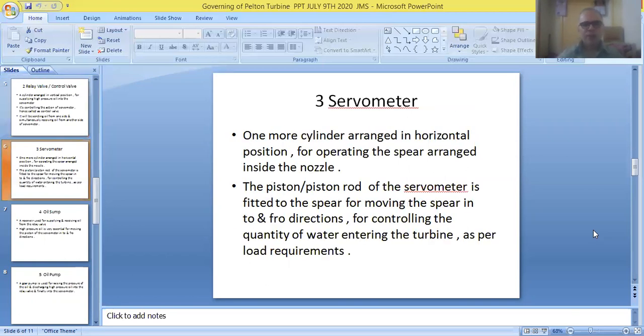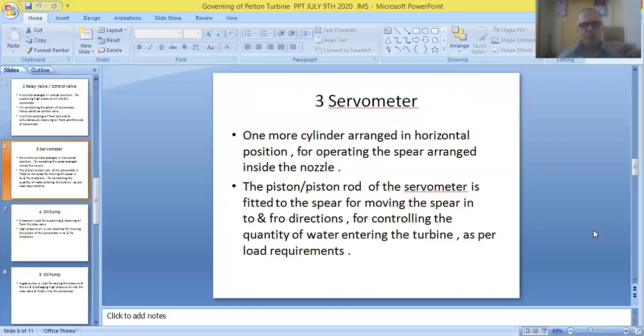Yes, this is called a servometer. The second cylinder is placed in a horizontal position for operating the sphere that is arranged inside the nozzle. The piston of the servometer is fitted to a piston rod, and ultimately the piston rod is fitted to the sphere arranged inside the nozzle. So obviously it is used for moving the sphere in to and fro directions, that is, forward and backward directions.